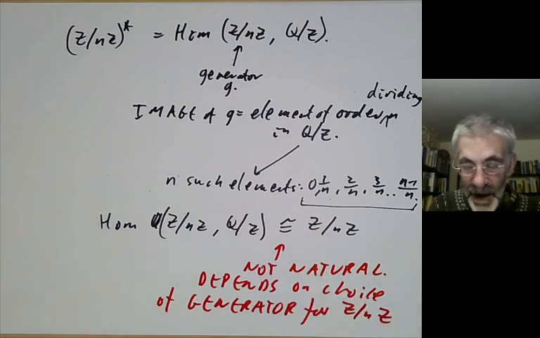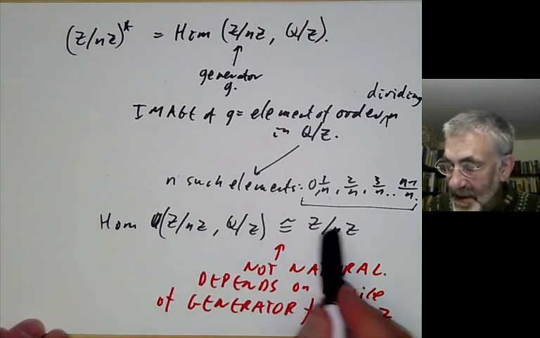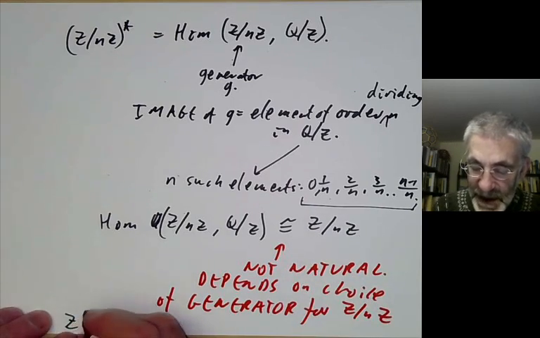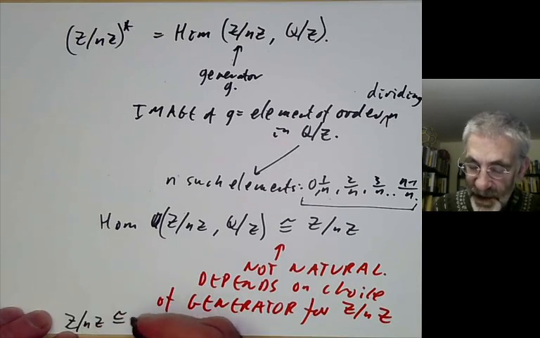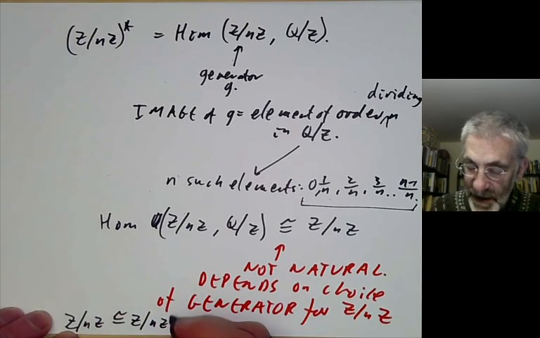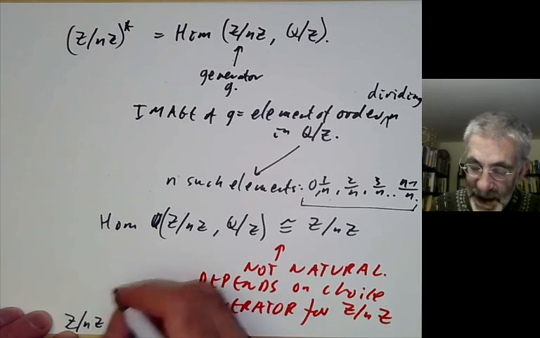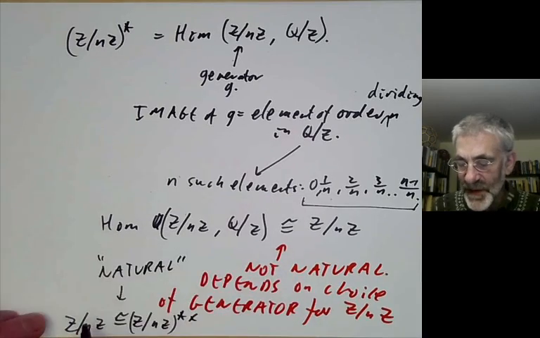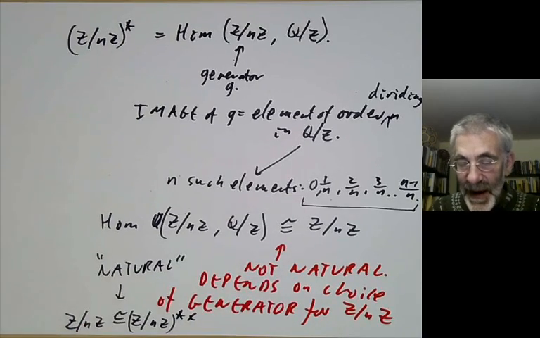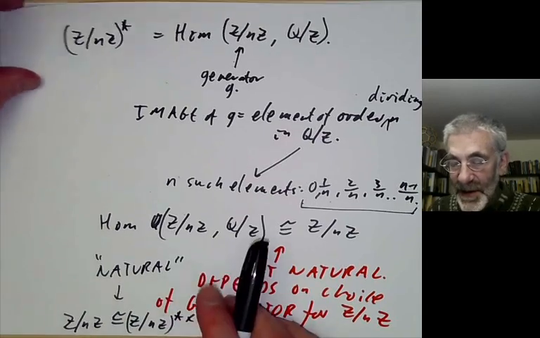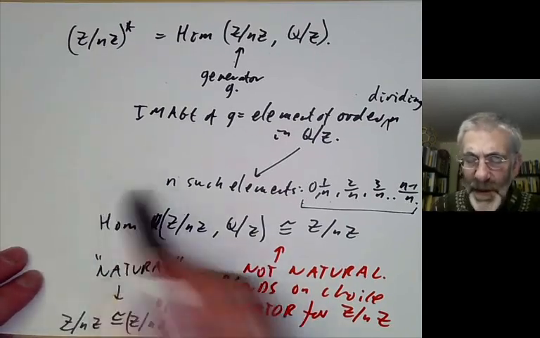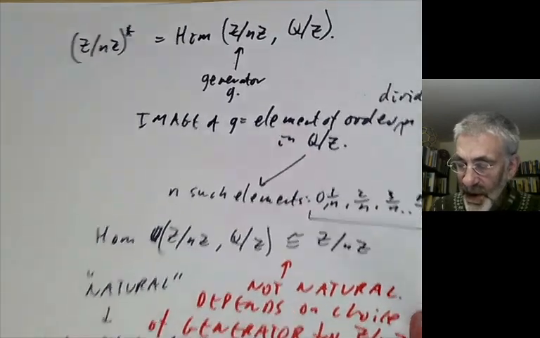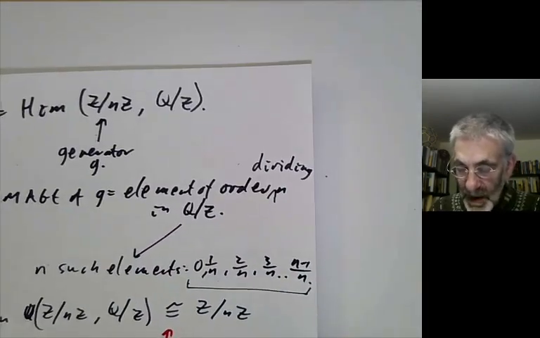However, Z over nZ has the same size as its dual, so we have a map from Z over nZ. Z over nZ is isomorphic to Z over nZ double dual, and this is natural. It doesn't depend on a choice of generator for a cyclic group. So any finite group is naturally isomorphic to its double dual, and it happens to be isomorphic to its dual, but that's just a sort of accident. There's really no natural isomorphism.